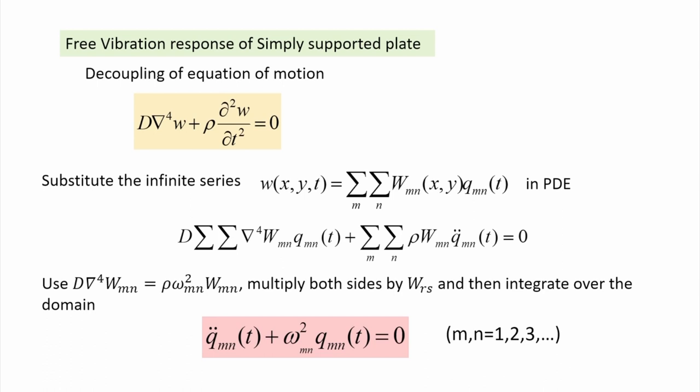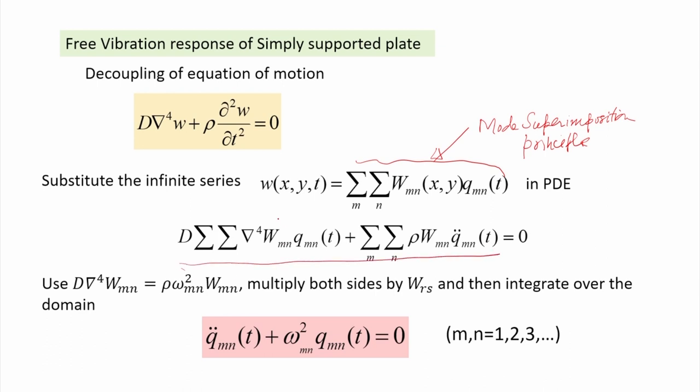So substitute the infinite series in this equation. This is due to the mode superposition technique. You remember this. We can write this because the mode superposition principle for a linear structure is established. So it is this double sum W_mn(x,y) Q_mn(t). If we substitute this, then we get this term.